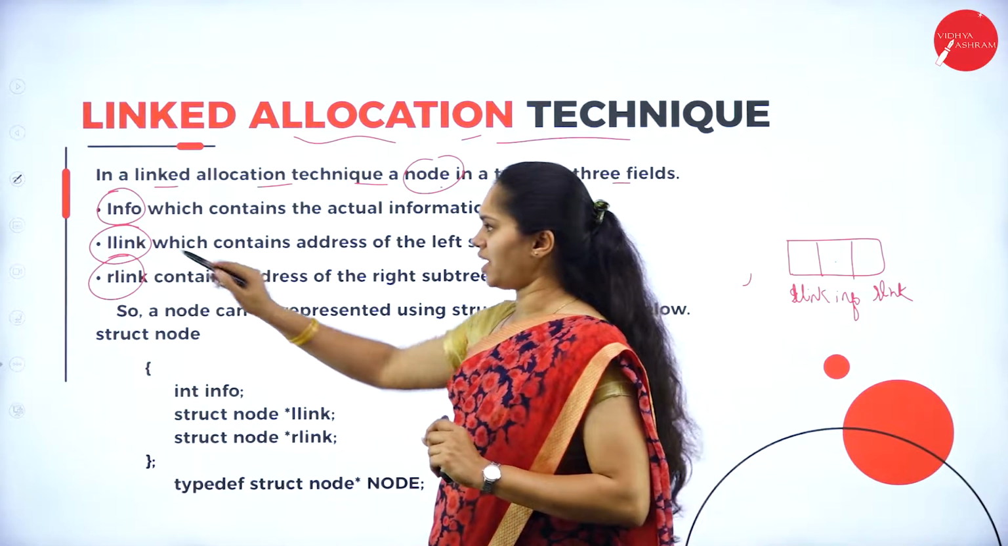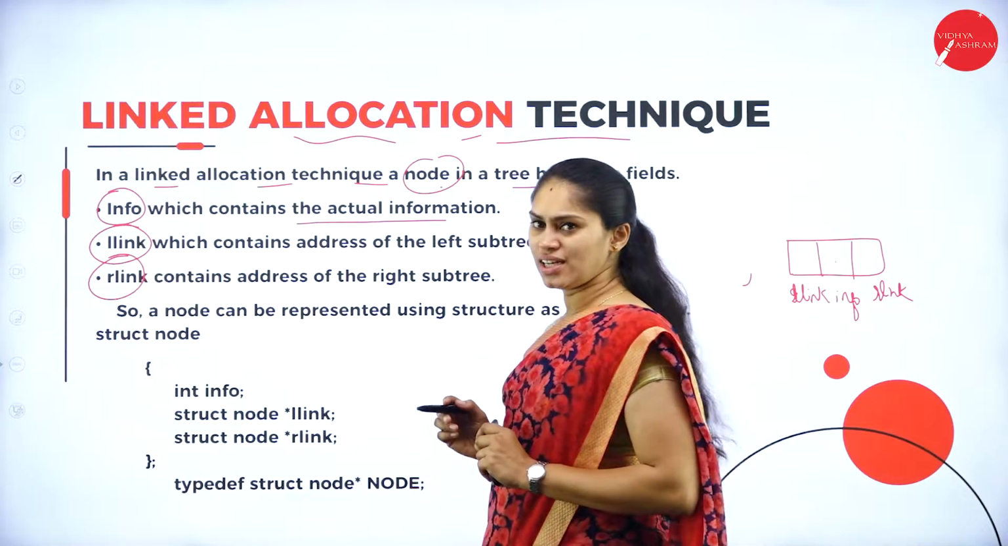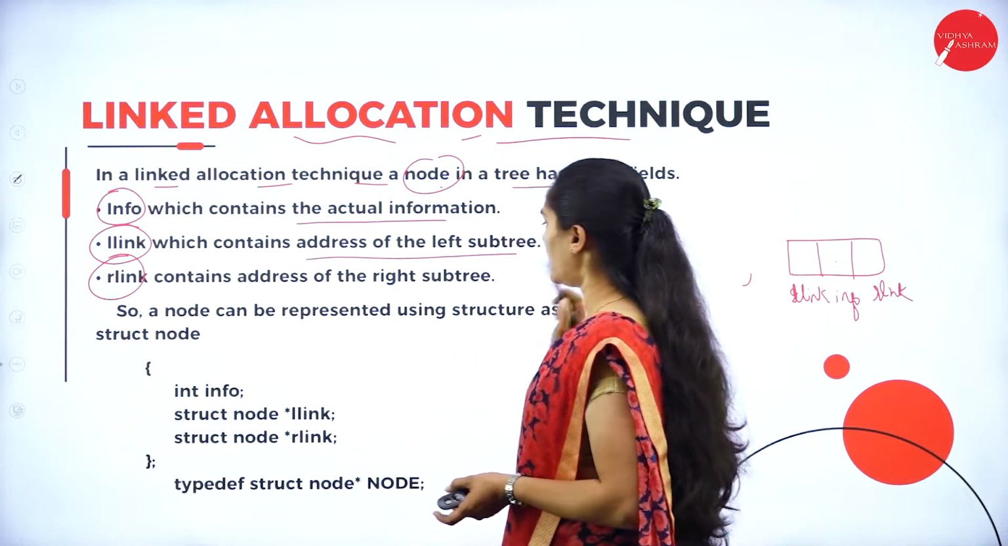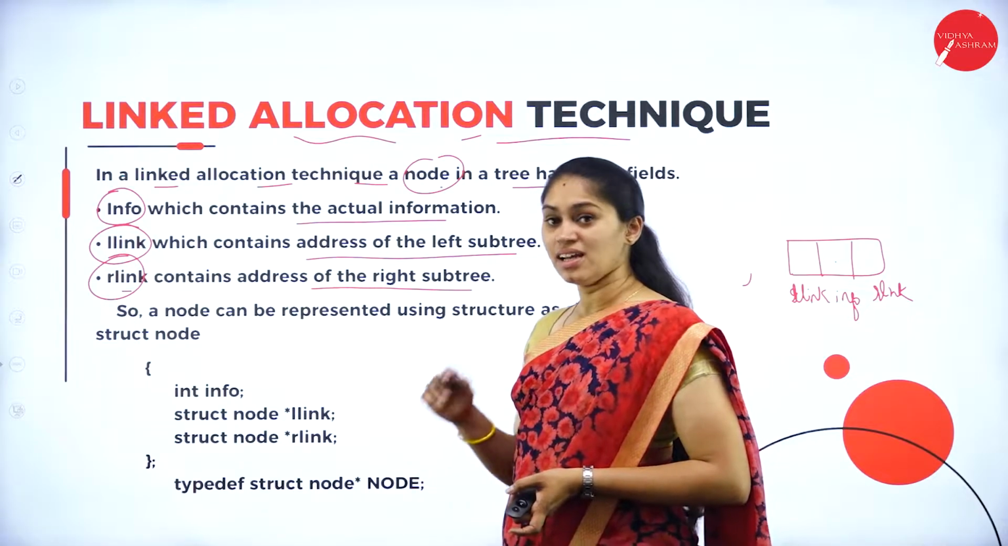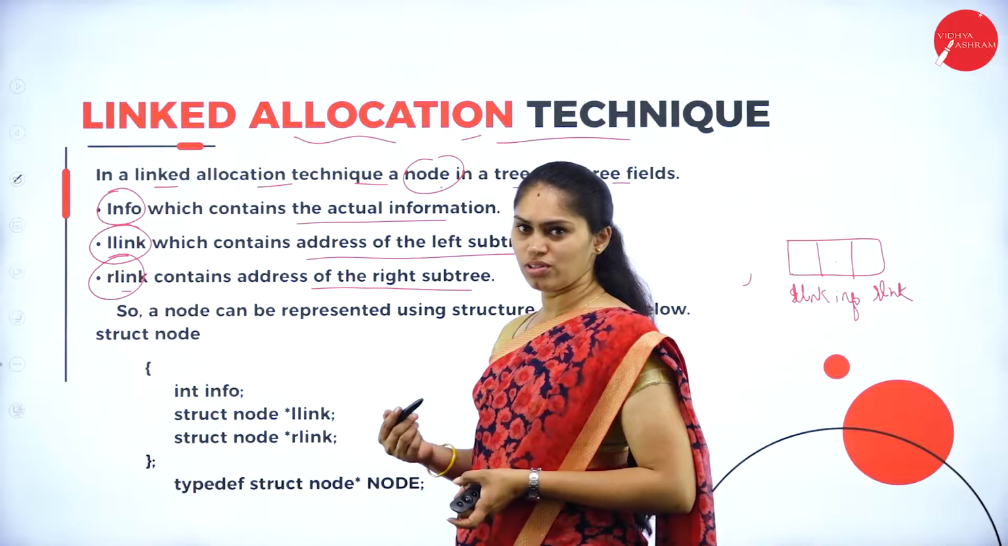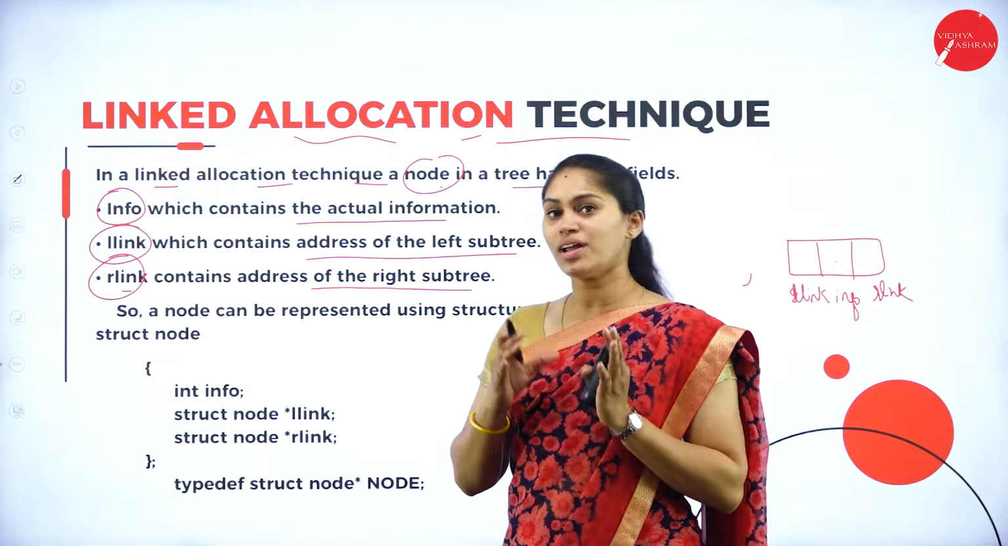Already you know about it, right? Info is going to have the actual information, and L link is going to hold the address of the left subtree, and R link holds the address of the right subtree. Then how are we going to create a node? Already you know how to create a node in a linked list.